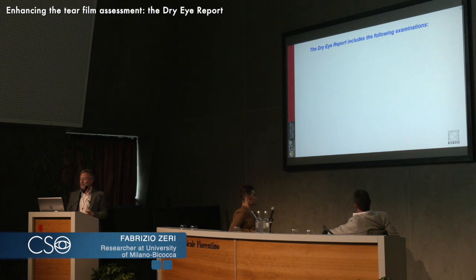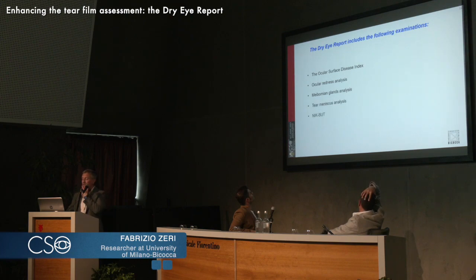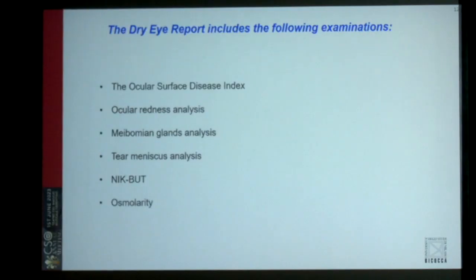Okay, so if we look back at the tests that the Dry Eye Report can make, we see lots of things. So the ocular surface disease index, that is a very common questionnaire that you can use with or without the system. The ocular redness analysis, the meibomian gland analysis, the tear meniscus analysis, and so on.